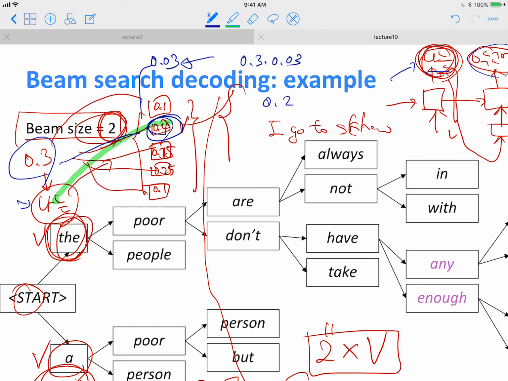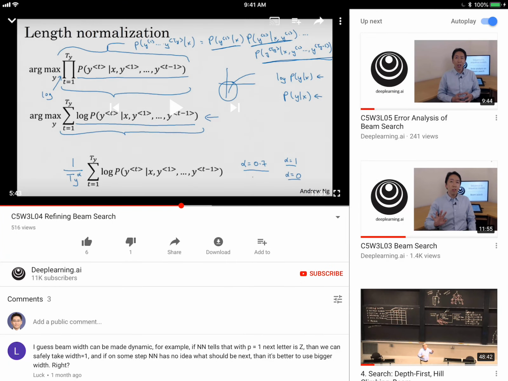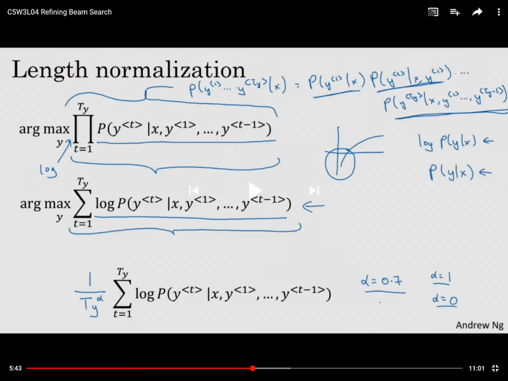So you guys understand, right? I'm not sure if I was clear about explaining it. So in this length normalization technique, they have this normalization term. What that means is, we first consider this log thing.